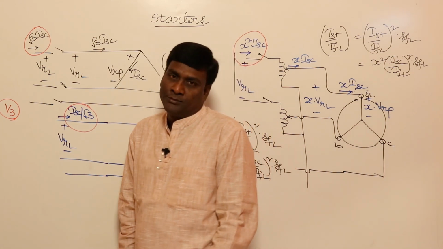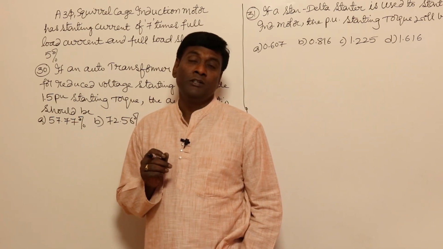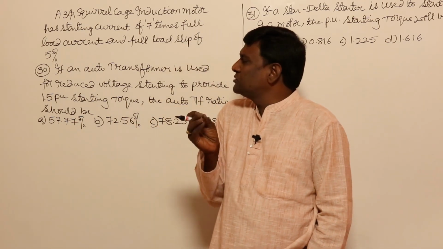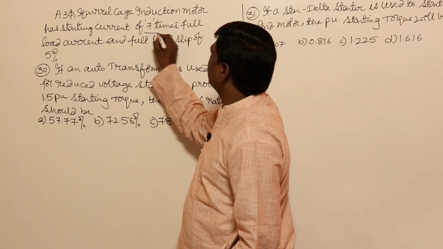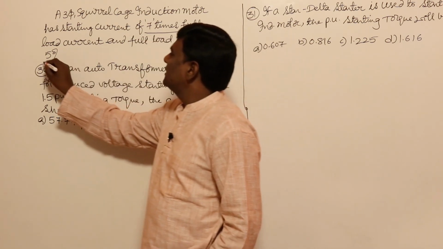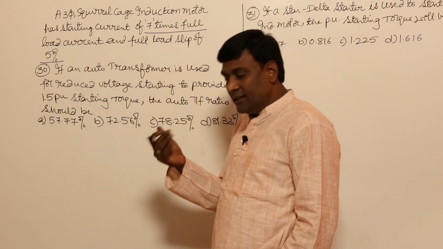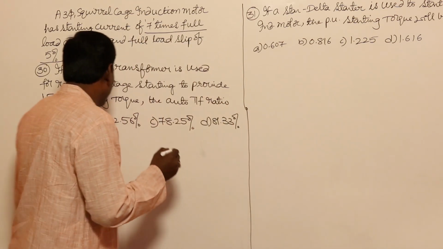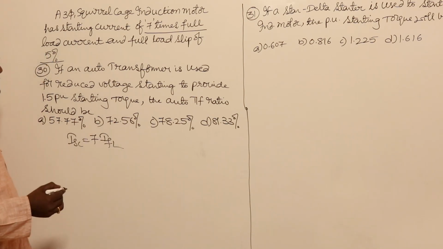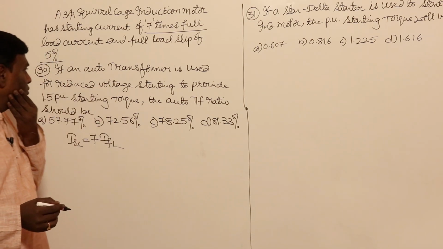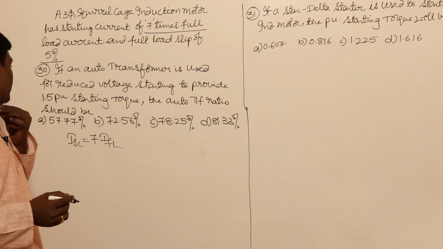Now let us solve problems on this. I told you, 3 problems they have given, each 2 marks, 6 marks, only from starters, very simple concept. A 3-phase squirrel cage induction motor has a starting current of 7 times full load current and full load slip of 5%. The starting current of 7 times full load current, in our terminology, is ISC. And they are asking, if an autotransformer is used for reduced voltage starting to provide 1.5 per unit starting torque, the autotransformer ratio should be.